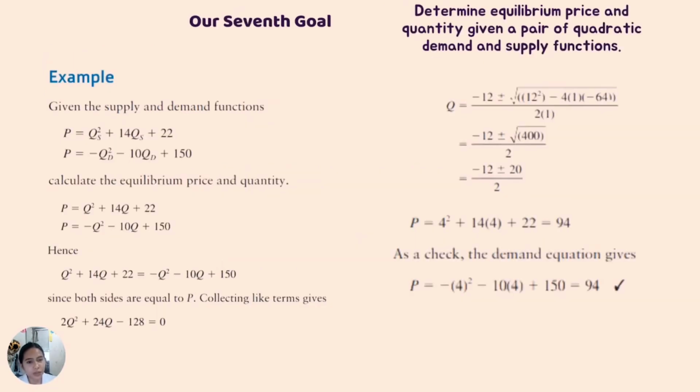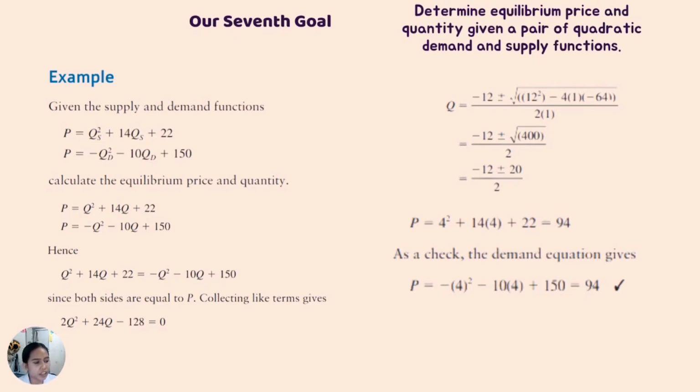And our seventh goal is to determine equilibrium price and quantity given a pair of quadratic demand and supply functions. So now we have the example of the given supply and demand. P is equal to Q sub S squared plus 14Q sub S plus 22, and P is equal to negative Q sub D squared minus 10Q sub D plus 150. And we calculate the equilibrium price and the quantity. So how can we calculate equilibrium price and quantity here?